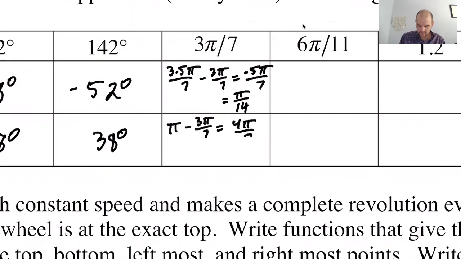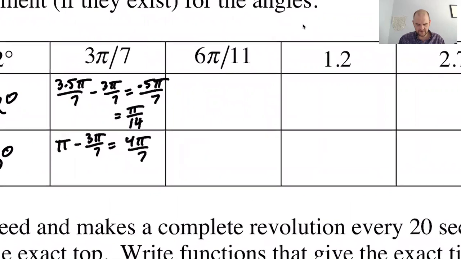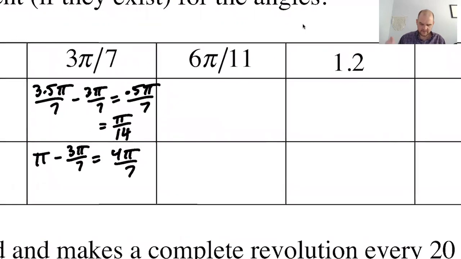So 4 pi over 7. It's actually, in a lot of ways, easier to find supplements and complements when you're using radians. Depends on how you feel about fractions. I prefer fractions to decimals. I think all the calculations are a lot easier because you don't have to deal with all these decimals involved. But it's up to you.